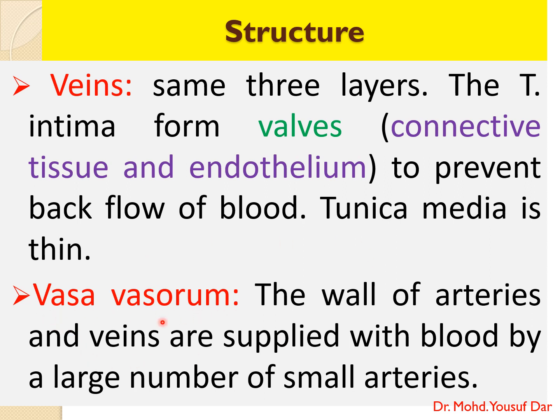Now there is a term known as vasa vasorum. When the wall of the arteries and the veins is supplied with blood by a large number of small arteries, these small arteries are known as vasa vasorum.